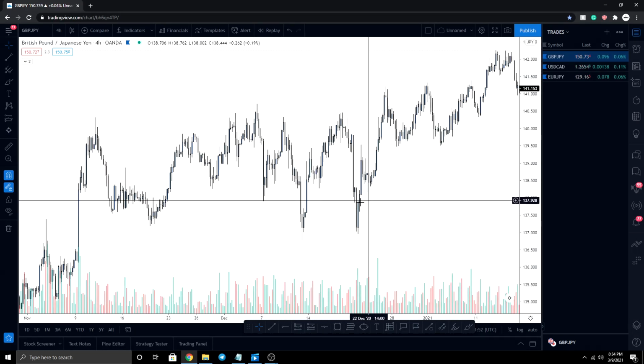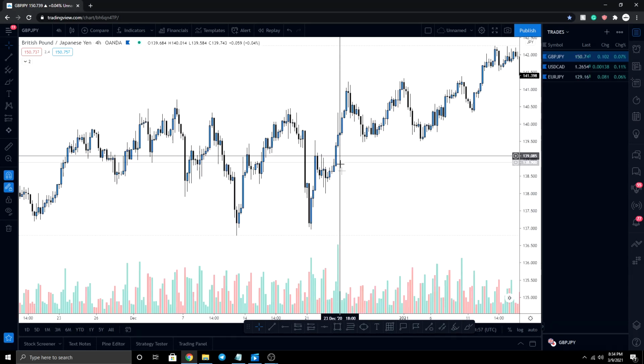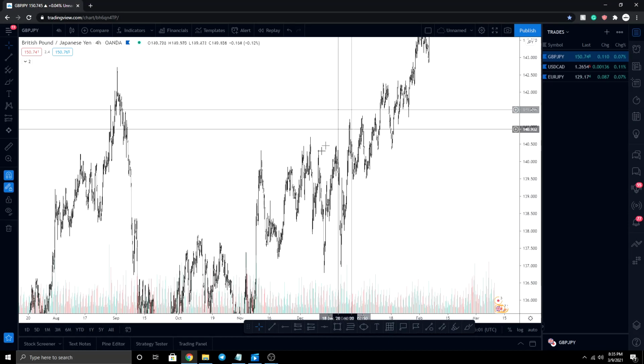So on the pair GBP JPY, everyone knows that it's really volatile. It likes to move a lot. It goes up, down, and when it trends, it trends for a pretty long time, like we can see right here.